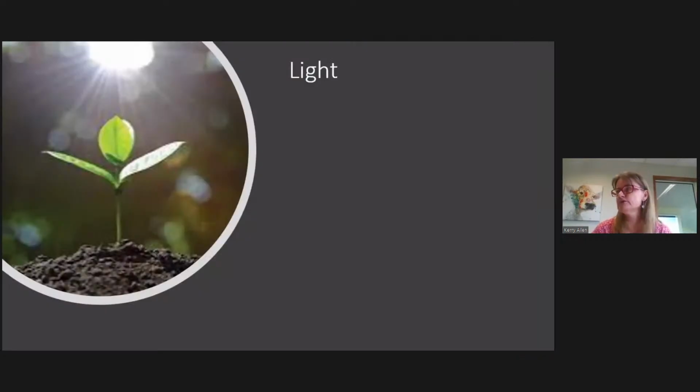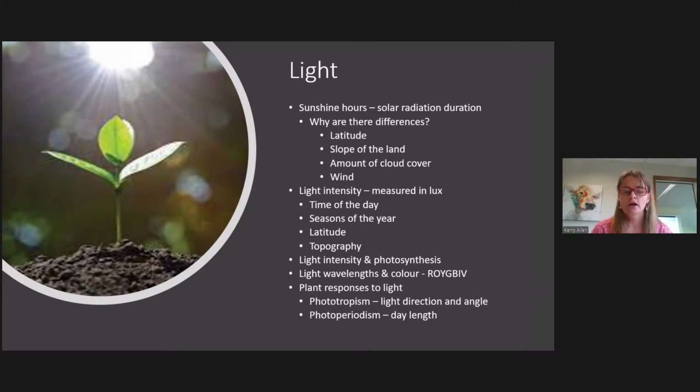Okay, so we're going to look at the first one, and this is light. Okay, so what is light all about? So the things I've got there on the screen are talking about the impacts of light. So we have sunshine hours. So as you all know, all throughout New Zealand, we have different number of sunshine hours. So this is the solar radiation duration. So it's the length of time that solar radiation hits in those particular areas.